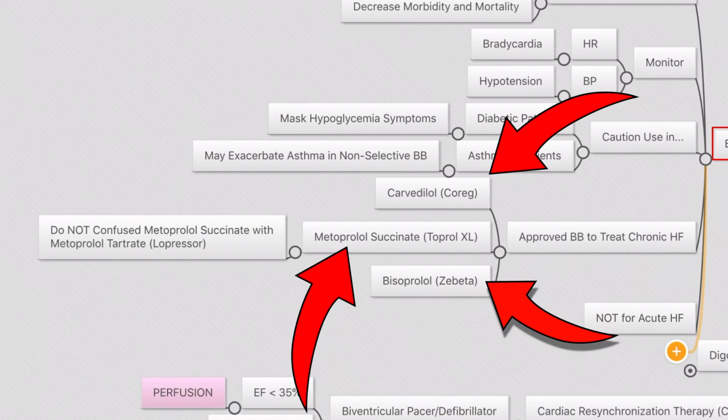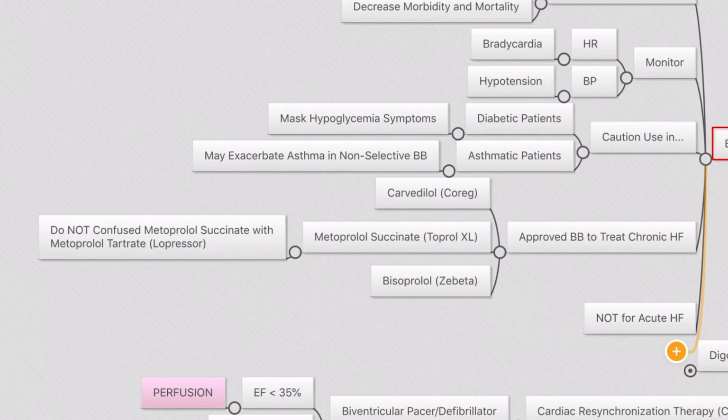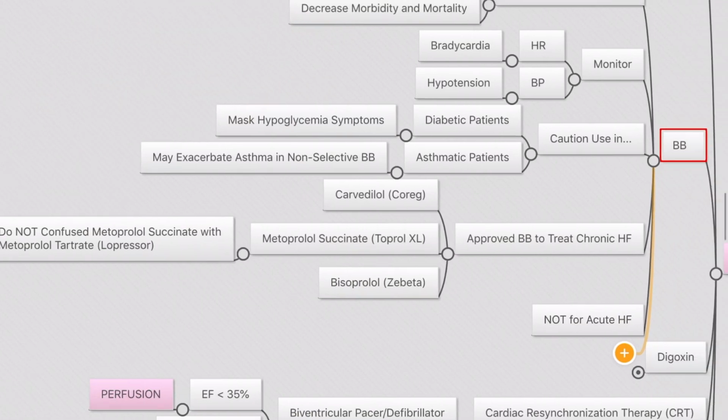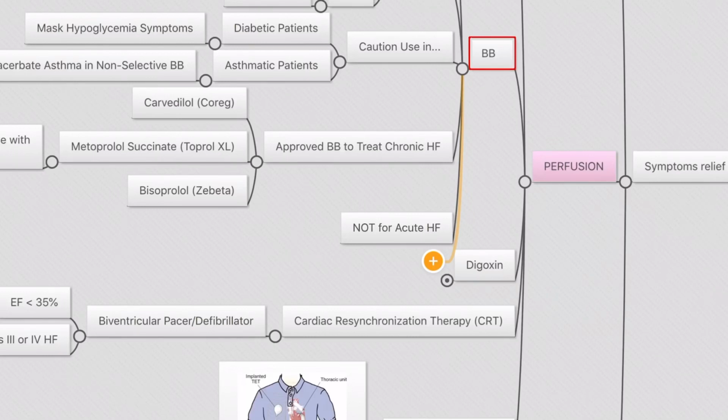Now, approved beta blockers to treat chronic heart failure are these three: carvedilol or Coreg, metoprolol succinate, which is Toprol XL, and bisoprolol, which is Zebeta. Now, do not get confused between metoprolol succinate and metoprolol tartrate. Metoprolol succinate, Toprol XL, is a once a day dose. Metoprolol tartrate, which is Lopressor, is a twice a day dose. And again, remember, beta blockers should not be used in acute decompensated heart failure.